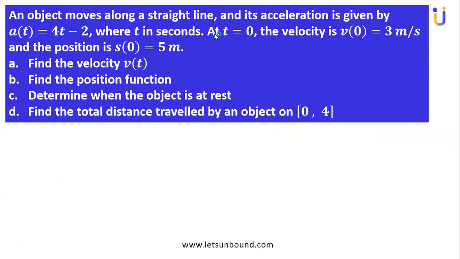Now, a quick example. An object is moving along a straight line and its acceleration is given by a of t, where t is in seconds. At t is 0, the velocity is given and the position is given. Find the velocity, find the position, determine when the object is at rest, and find the total distance traveled by the object. So velocity you need. From acceleration, you know how to find velocity, integrate. Position, integrate your velocity function. And when velocity is 0, the object is at rest. And for total distance, we have to use s of t. Right. Now, let's do one by one.